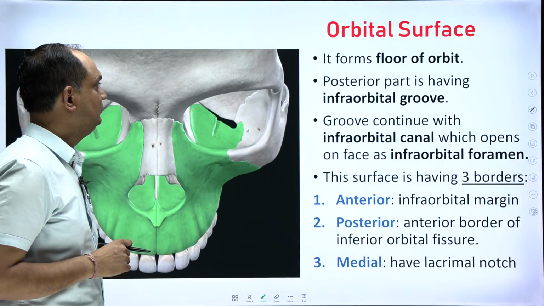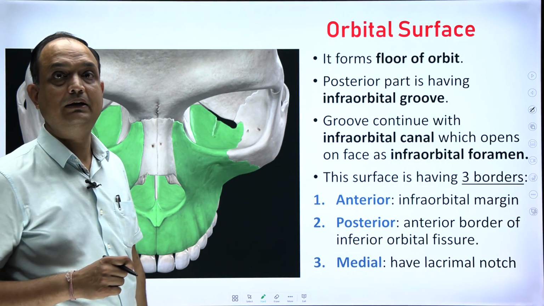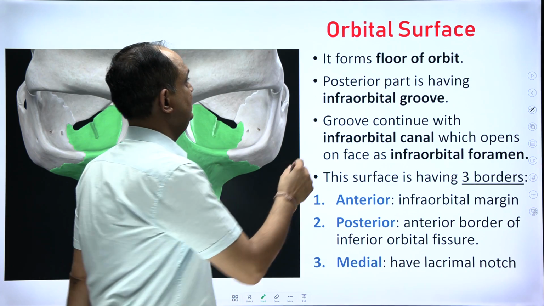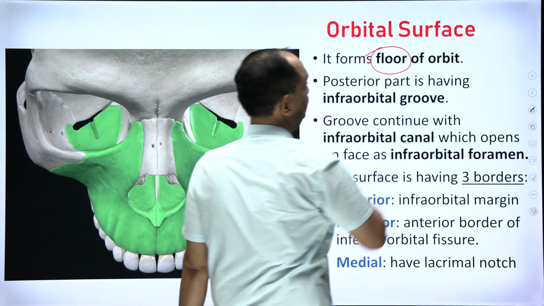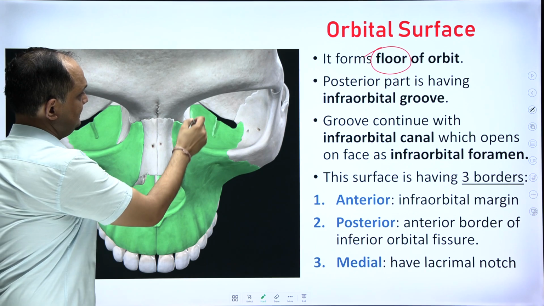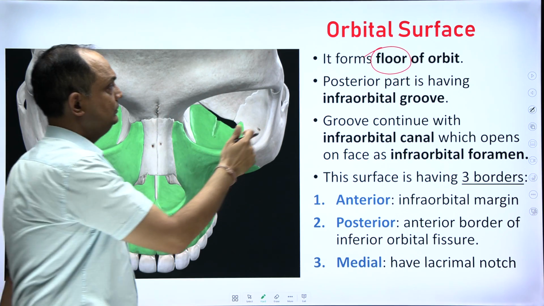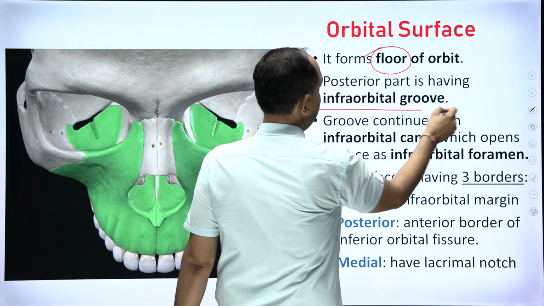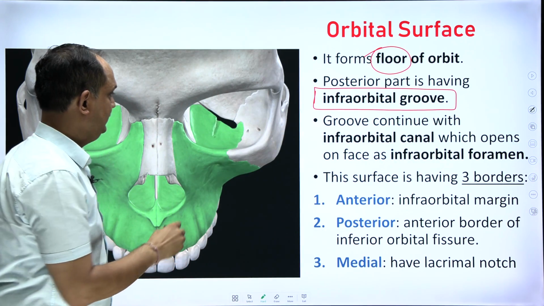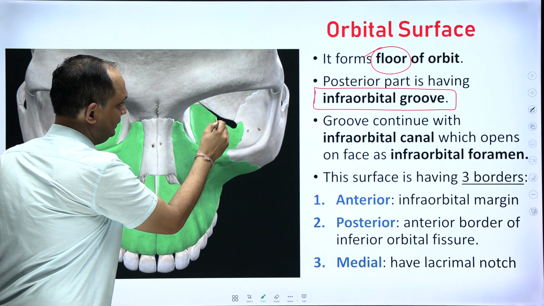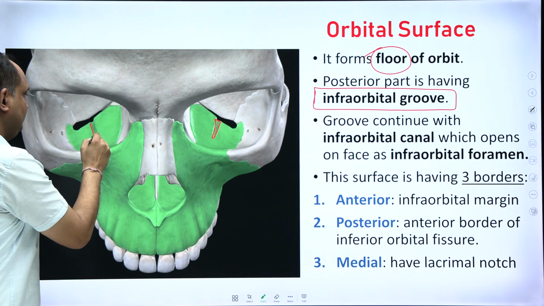Clear? So now we'll move to the next surface, the orbital surface. Now orbital surface is the superior surface which forms the floor of the orbit. Now here you can see that this is the orbit and this is the floor of the orbit. Now into this floor you will find the infraorbital groove. Now where is the groove? Now this is the infraorbital groove which is present in the floor.